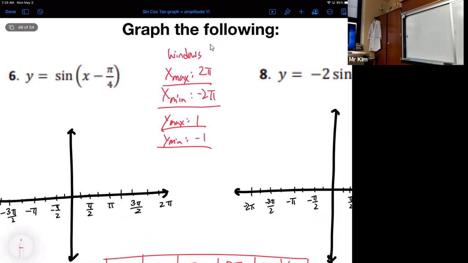So do you understand the pi over 4 graph transformation? What we have to do? The pi over 4. Oh, by the way, don't do this. We're graphing up here. I'm typing the equation up here and we'll just practice that.